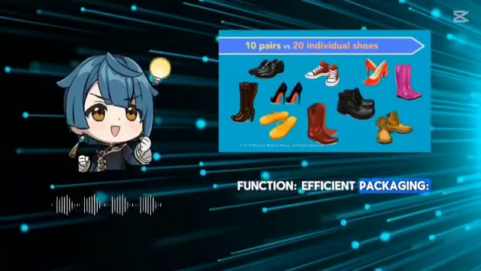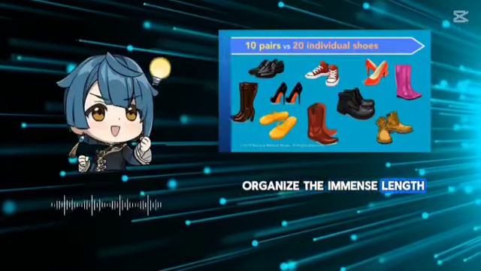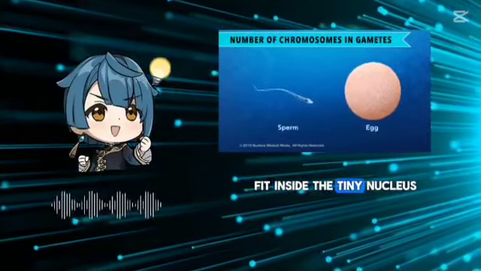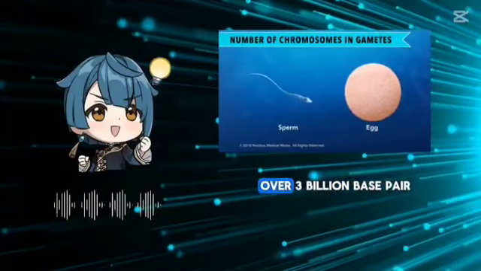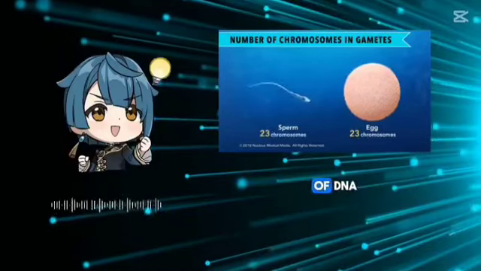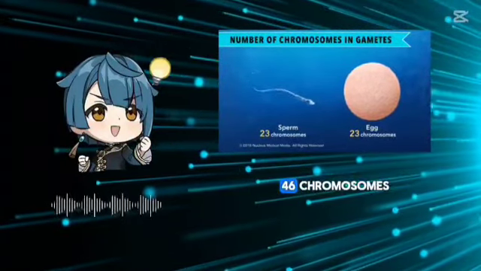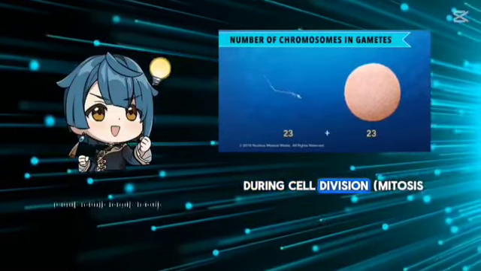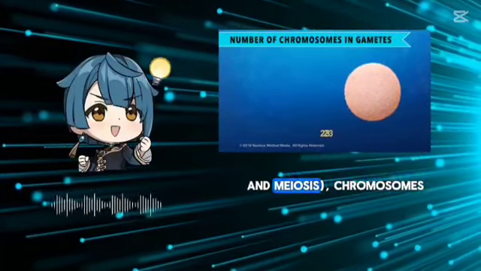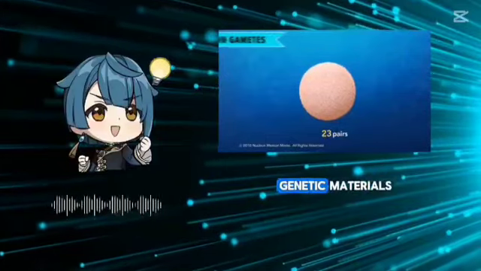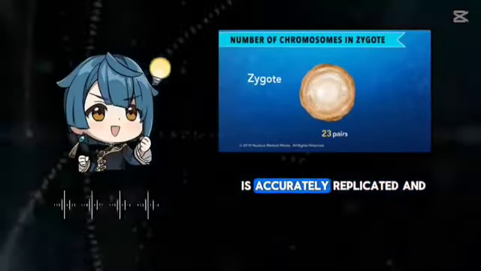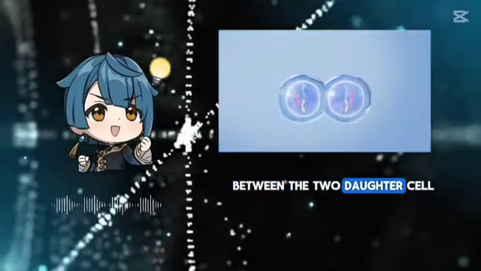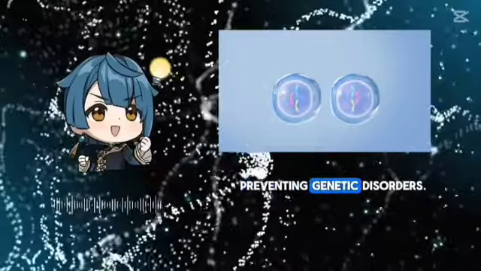Function: efficient packaging. Chromosomes organize a lot of DNA into a small volume so that it can fit inside the tiny nucleus. The human genome contains over 3 billion base pairs of DNA, which is condensed into 46 chromosomes. Accurate segregation: during cell division, mitosis and meiosis, chromosomes ensure that the genetic material is accurately replicated and divided equally between the two daughter cells, providing genetic stability.